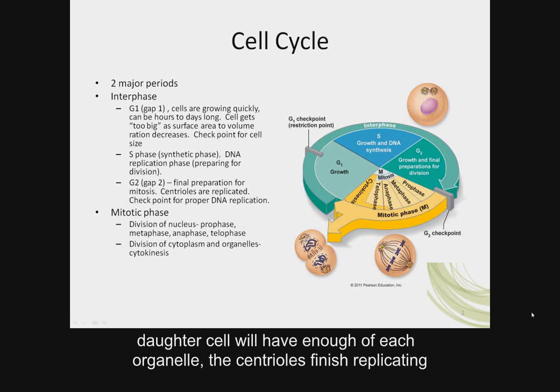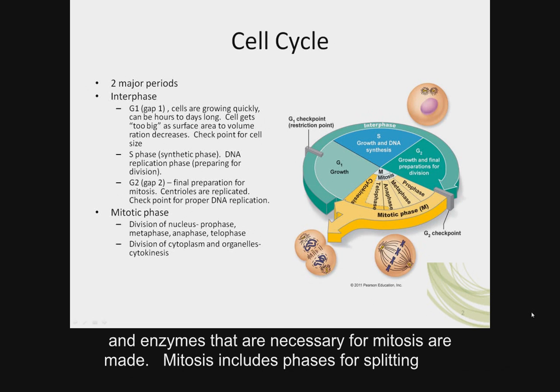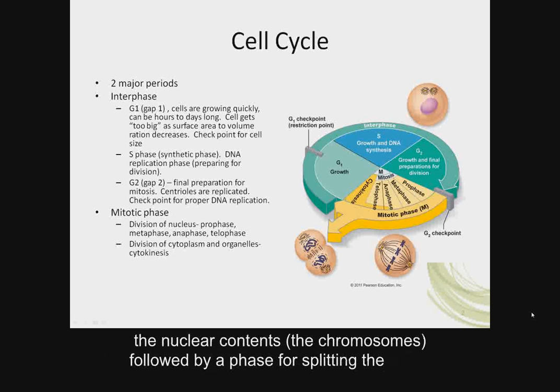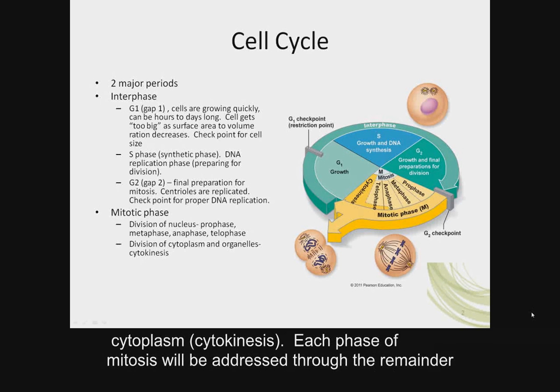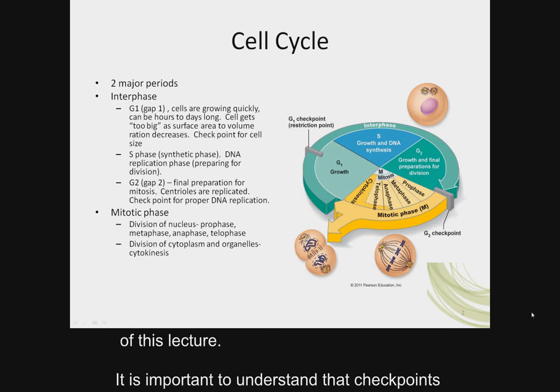Organelles have been replicated so that each daughter cell will have enough of each organelle. The centrioles finish replicating, and enzymes that are necessary for mitosis are made. Mitosis includes phases for splitting the nuclear contents, the chromosomes, followed by a phase for splitting the cytoplasm, cytokinesis. Each phase of mitosis will be addressed through the remainder of this lecture.